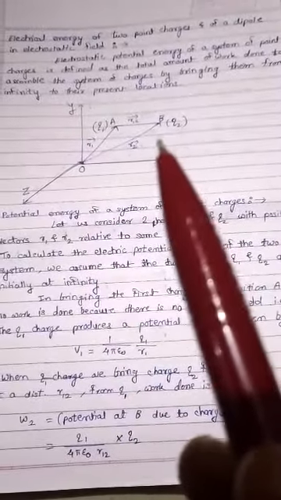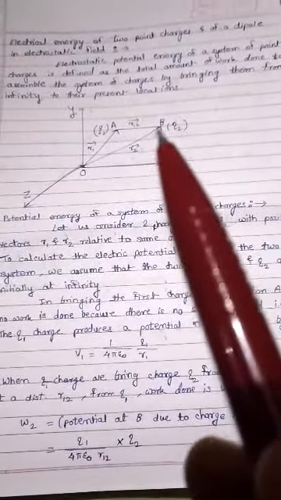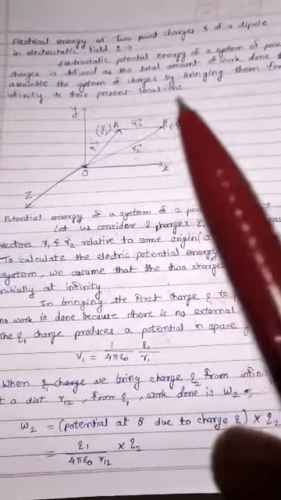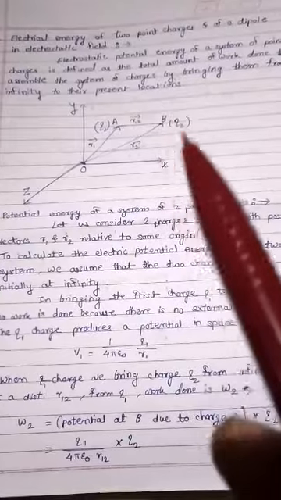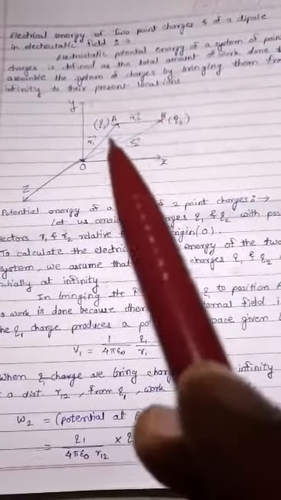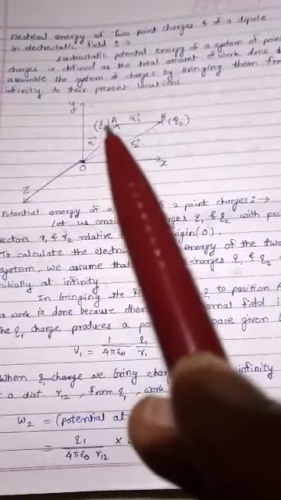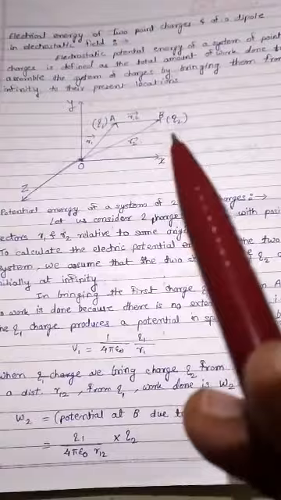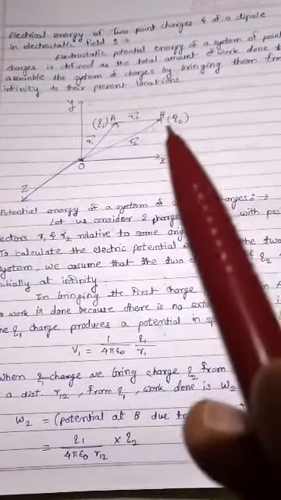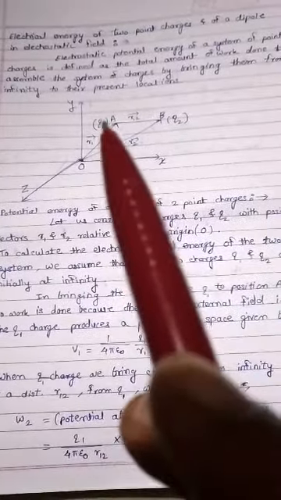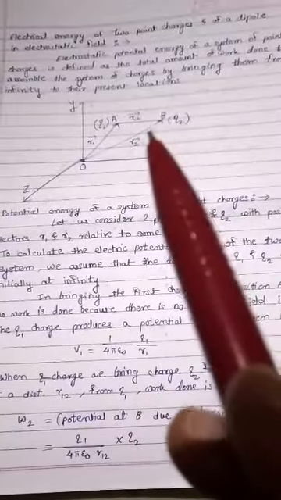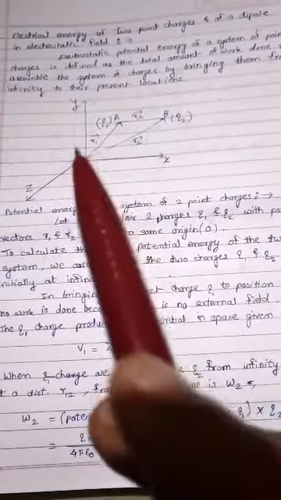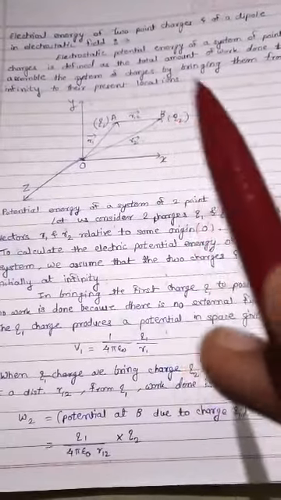Now the second charge Q2 comes from a long distance to point B, and it also exerts a force on its surroundings. The Q1 charge at A exerts a force on the Q2 charge at B. In the first position there is a single charge, but at the second position, the Q1 charge exerts a force on the Q2 charge.